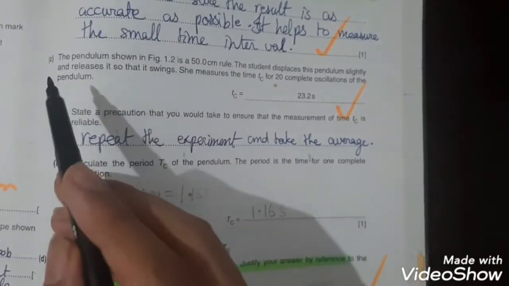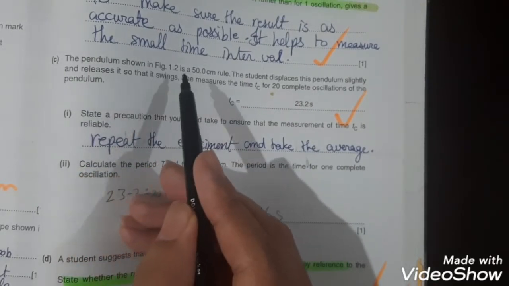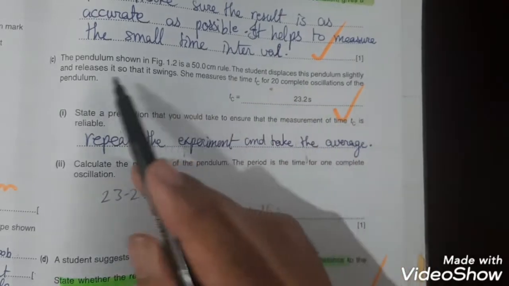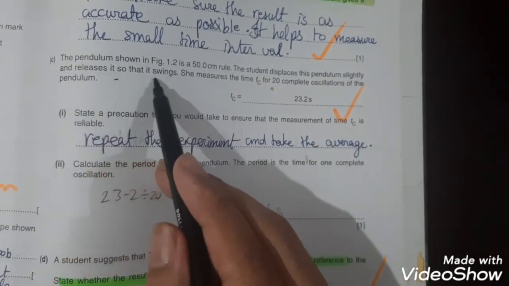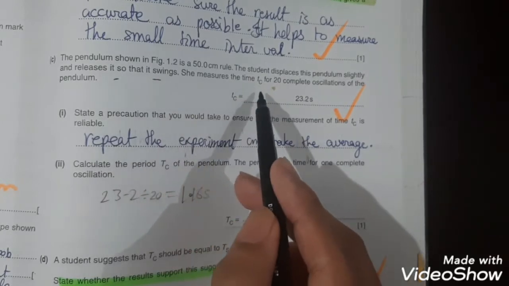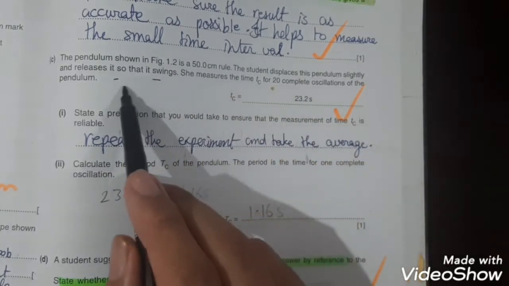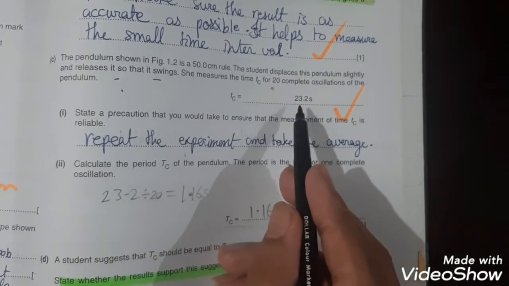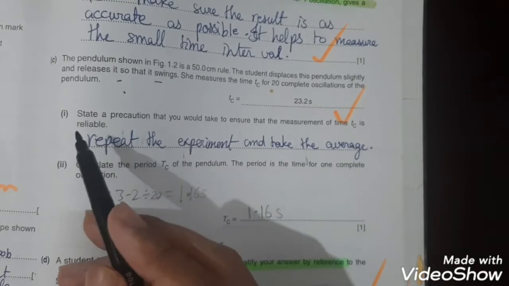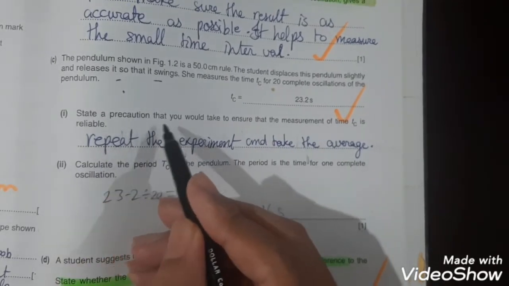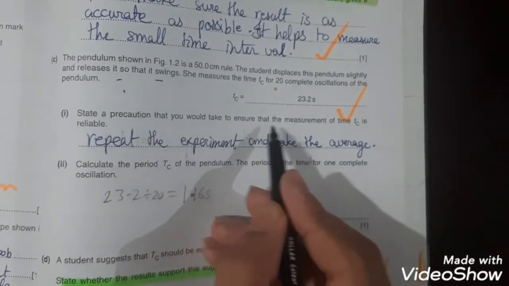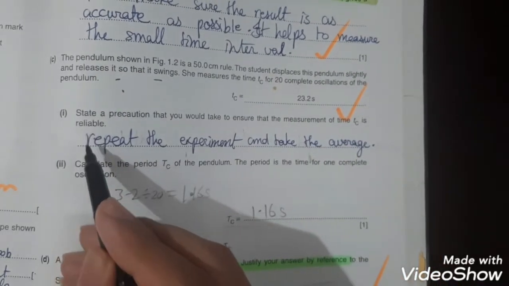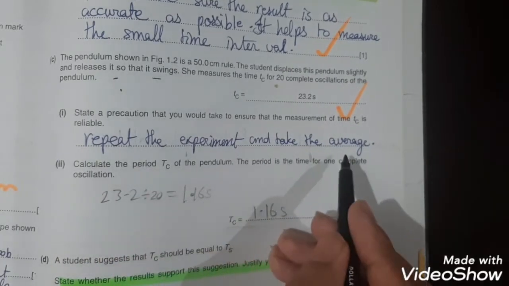Then question C states the pendulum shown in figure 1.2 is a 50 centimeter rule. The student displaces his pendulum slightly and releases it so that it swings. She measures the time Tc for 20 complete oscillations of the pendulum. So this is the Tc, which is 23.2 seconds. Part 1 states state a precaution that you would take to ensure that the measurement of Tc is reliable. Repeat the experiment and take the average.